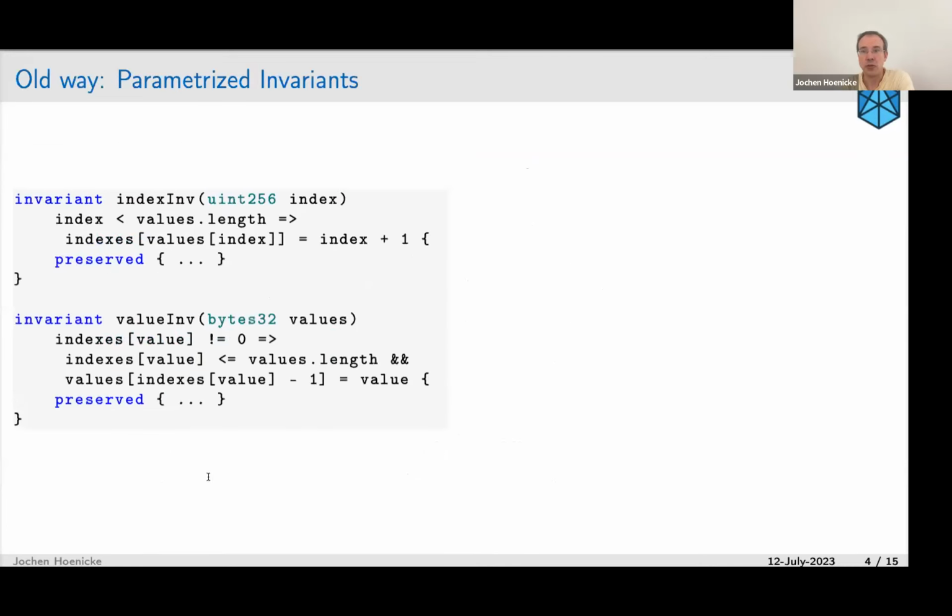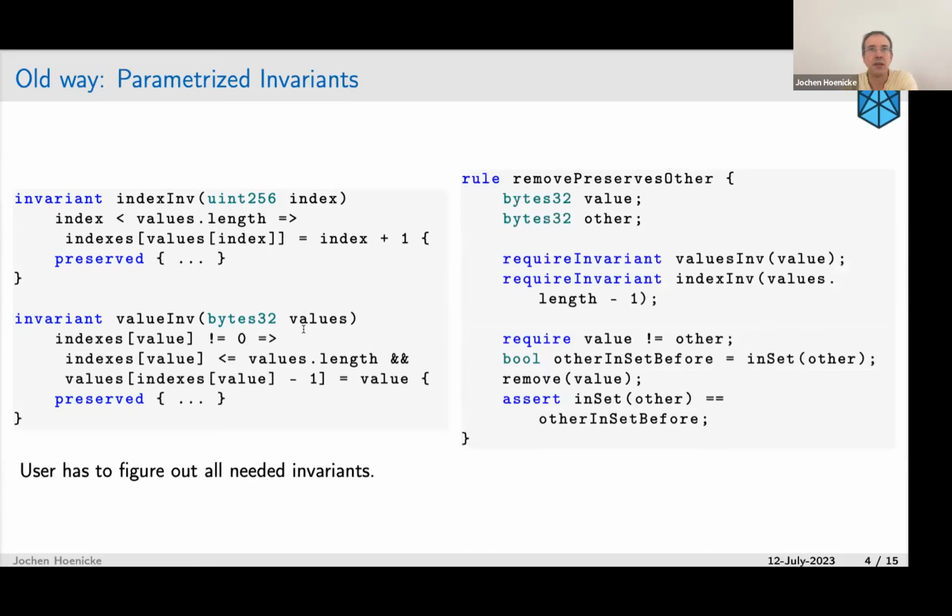Before we had quantifiers, we could already specify invariants that range over all elements. The way it worked before was we make an invariant and give it a parameter. So we can make an index invariant that takes the index as parameter, and then we have basically the formula that was under the quantifier on the slide before. So we say if index is smaller than values length, then this equality should hold, and similar for the value invariant. And if we do this, we can also verify this contract.